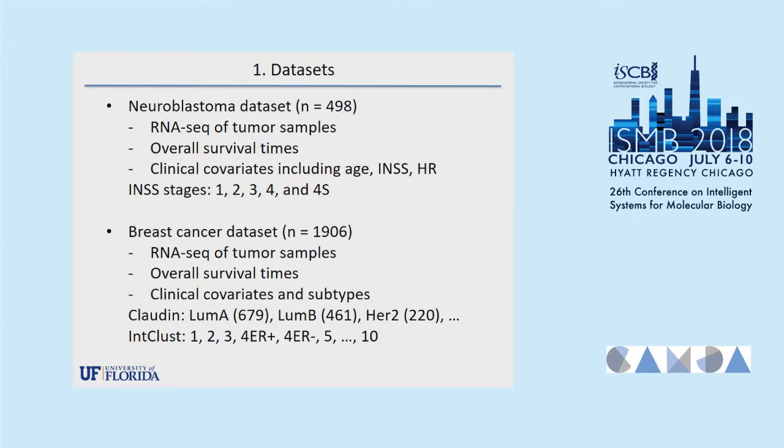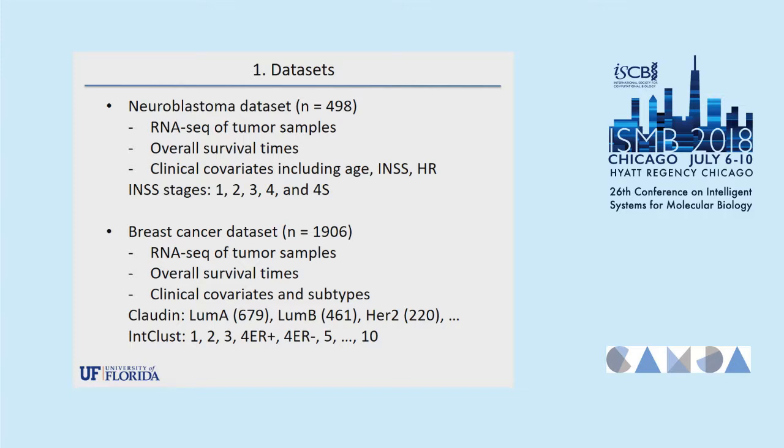So this is just to summarize the two data sets that we have. The first one is the neuroblastoma. We have RNA-seq data for tumor samples, 498 tumor samples. We have overall survival times, and we have other clinical covariates. I decided to use the INSS stages of the disease as different subgroups to look at. So these would be the different subgroups that we'll see later.